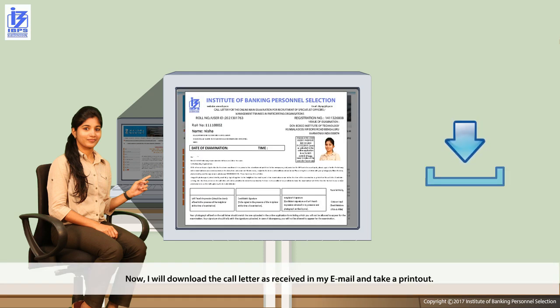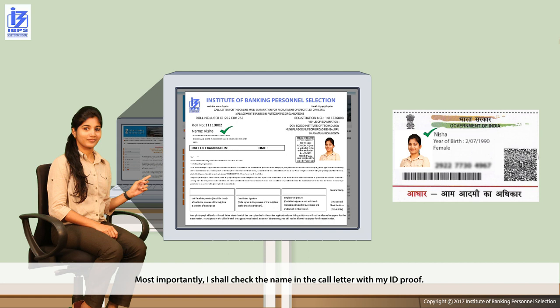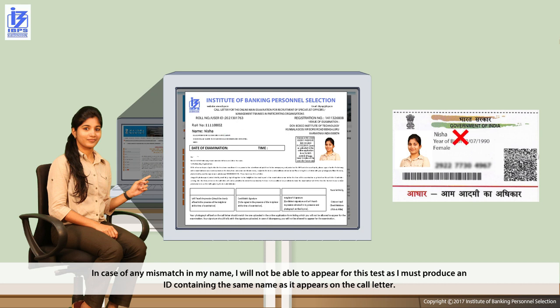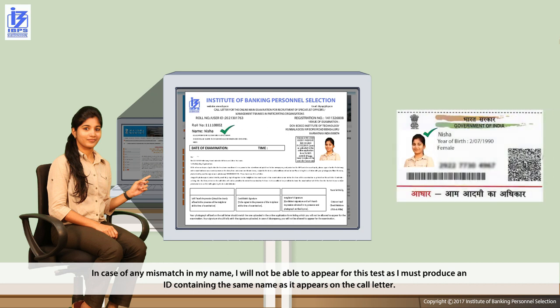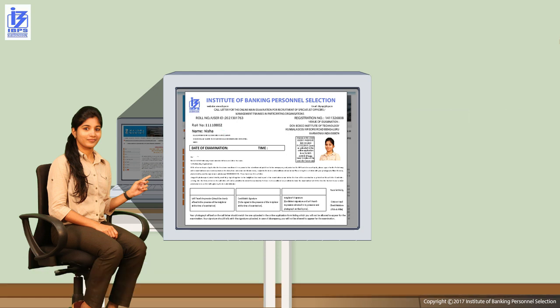Now, I will download the call letter as received in my email and take a printout. Call letter downloaded and printed. Most importantly, I shall check the name in the call letter with my ID proof. In case of any mismatch in my name, I will not be able to appear for this test, as I must produce an ID containing the same name as it appears on the call letter. Great! There is no mismatch in my name.